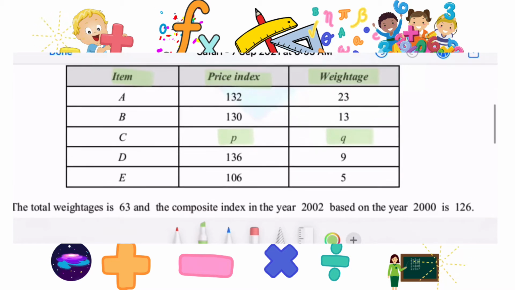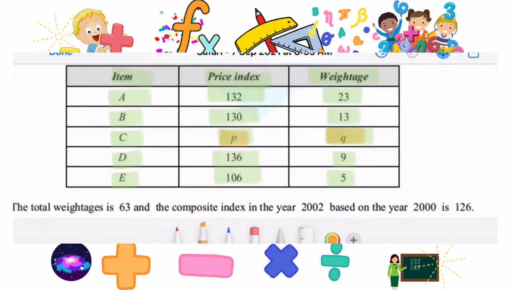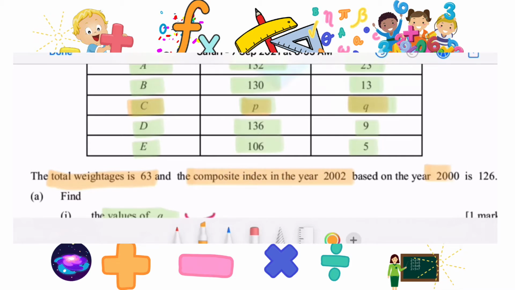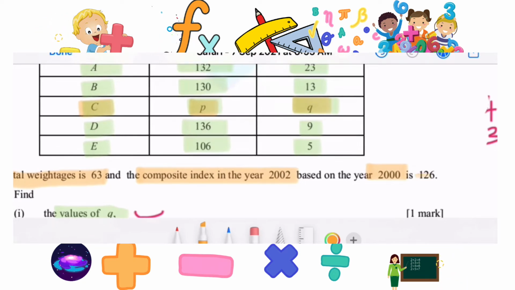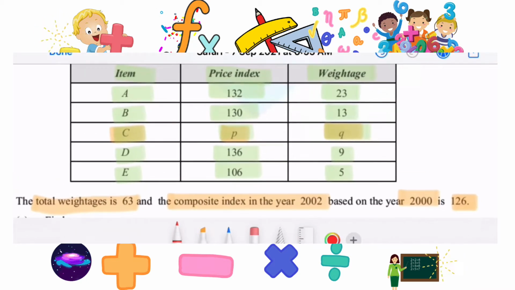Each of the items A, B, C, D, E has its own price index and weightage. But there are two unknowns, so we need to solve for them. Let's read the information. The total weightage is given, and the composite index in the year 2002 based on the year 2000 is 126. So we are given two important pieces of information, which is that the total weightage is 63.